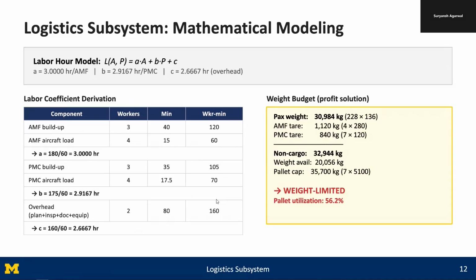The left slide shows how each labor coefficient was calculated within the model. The right side shows the weight budget. With 228 passengers at 136 kilograms each, the passenger weight is nearly 31,000 kilograms. The total non-cargo weight is about 33,000 kilograms, leaving only close to 20,000 kg for cargo based on the 53,000 kg limit. Since the pallet capacity is 35,700 kilograms, only 56.2% of this can be used, confirming that our system is weight limited.